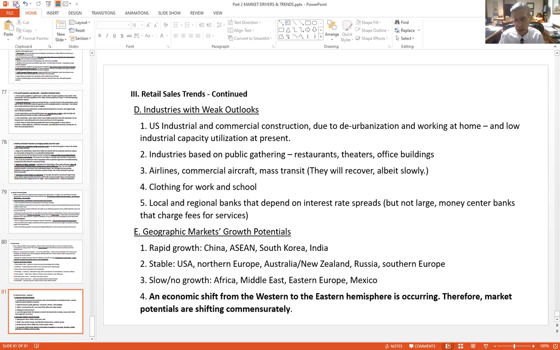If a bank can charge fees for services, investment services, and a variety of other services that banks provide, those banks can do okay. But those that depend upon interest rate spreads have a problem. And in fact, every year we see, give or take, 20 banks go out of business. There are so many small banks in the United States. And before the pandemic, they were having trouble getting by. So today, even more.